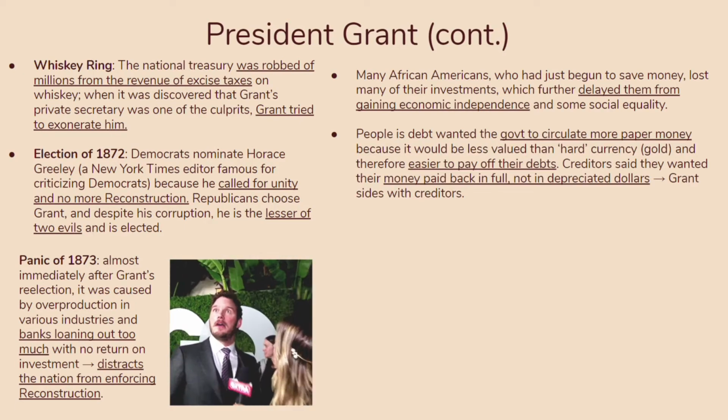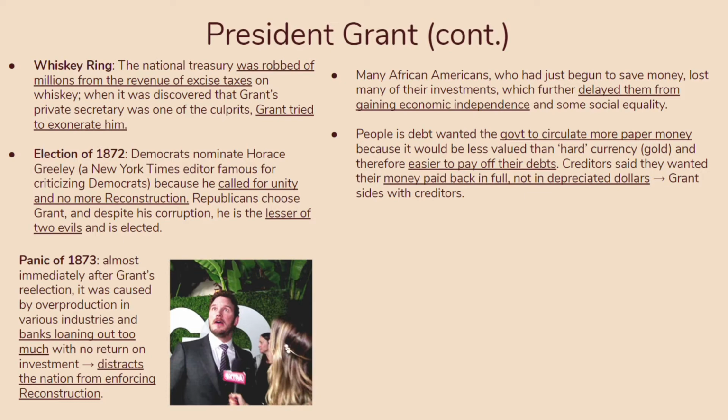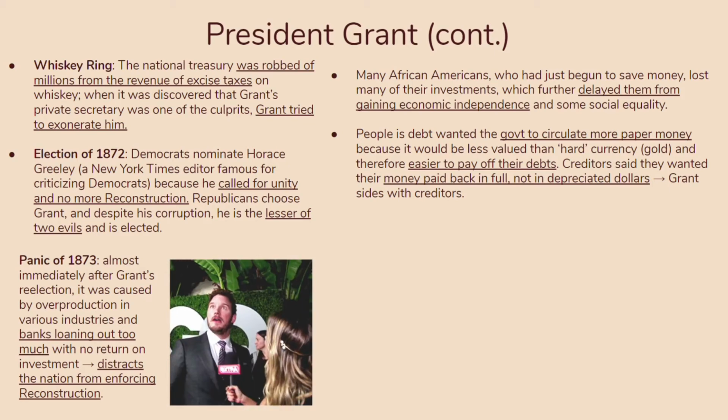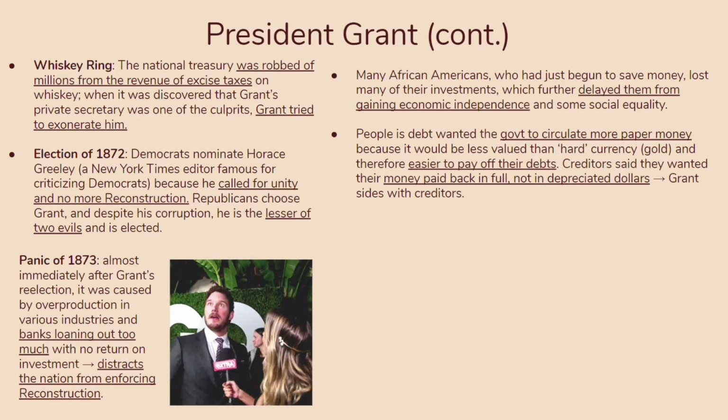One really important thing to know is following the panic, people who are in debt, also known as debtors, wanted the government to circulate more paper money because it was less valued than, quote, hard currency, in other words, gold, and would therefore be easier to pay off their debts. Creditors, or people who gave out the money, said that they wanted their money paid back in full, not in depreciated dollars. And Grant, in this case, sides with the creditors.